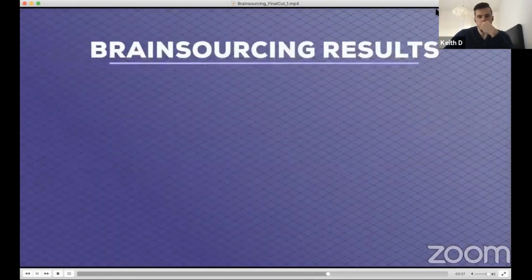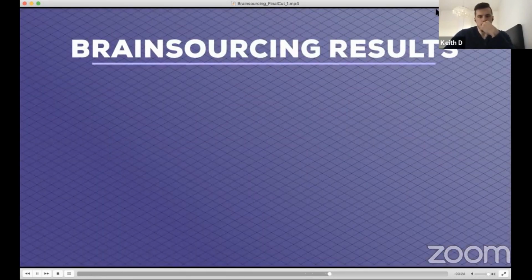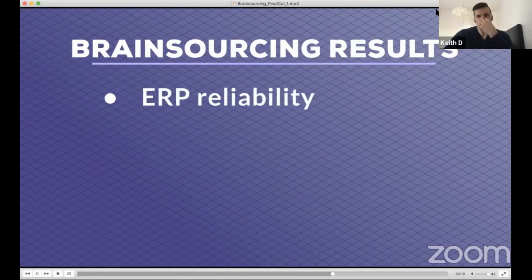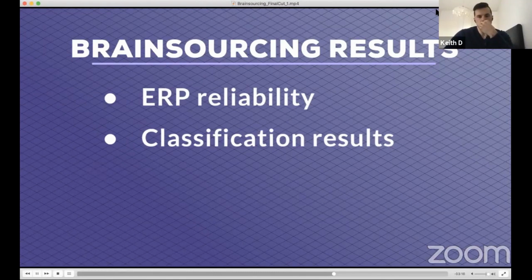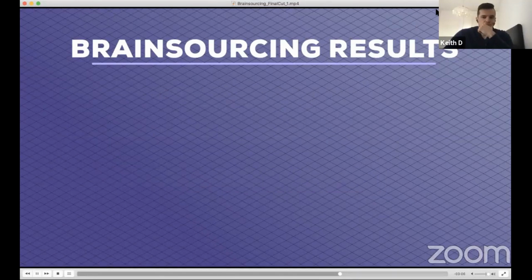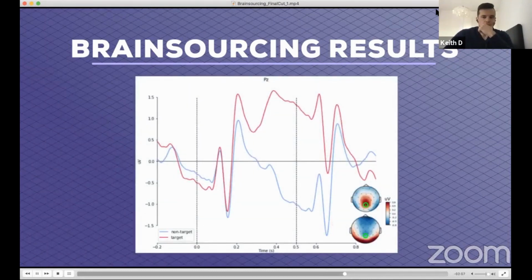To ensure the brainsourcing model performs better than individual models, the results are analyzed in 3 ways. First, by showing that the brain responses are reliable. Second, by measuring the performance of correctly classified tasks. Third, by investigating the changes in what the classifier learns when a crowd is used instead of individuals. To show the brain responses are reliable, we can plot the ERPs produced by the 2 classes of stimuli across all tasks and visually compare them. As we can see, there is a distinct difference between ERPs produced by target and non-target images, and this difference is present for all tasks.